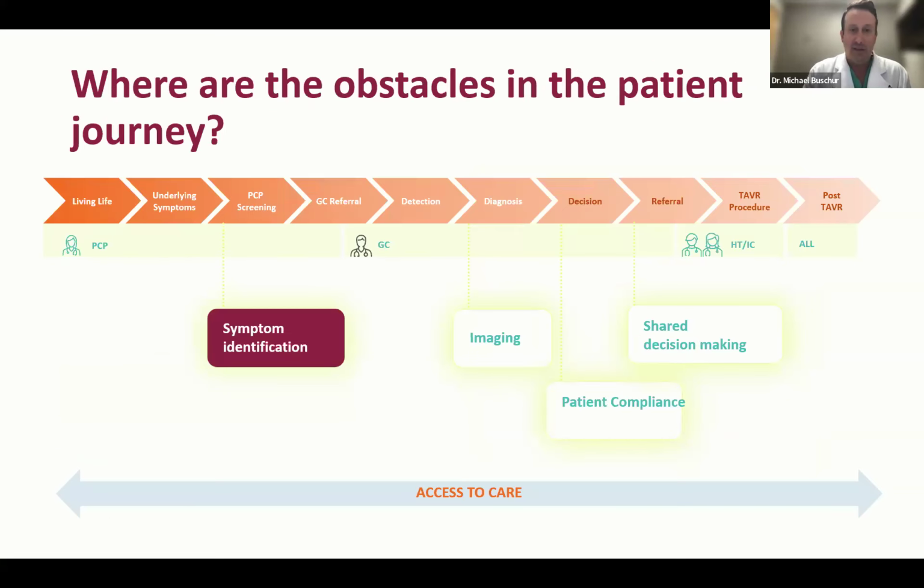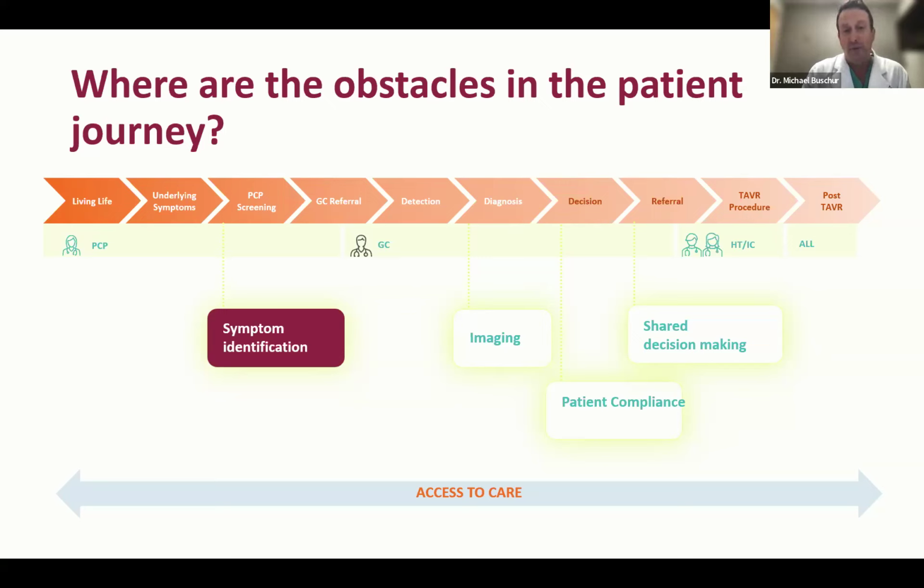Okay, next slide, please. So what are the obstacles in the patient journey? Again, the biggest obstacle we're seeing is symptom identification. So we're really working with patients to let them know what symptoms to watch for and to really have them be honest with themselves in terms of how they feel when they're exerting themselves, or maybe as the symptoms are slowly developing, they're just not doing the amount of activities they used to.